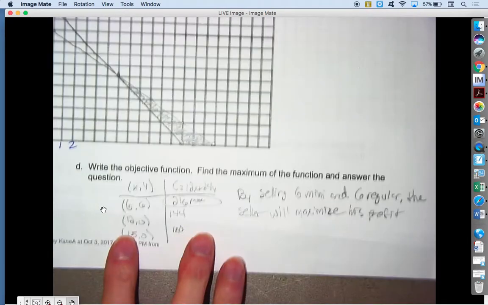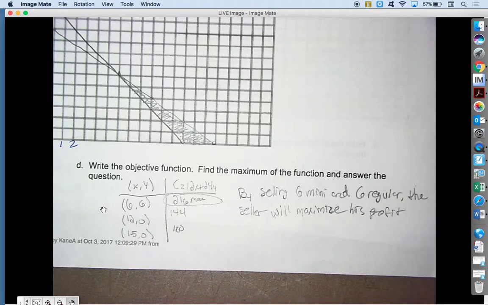As he said, he plugged in his ordered pairs. 6 mini, 6 regular is going to get you $216, which is the max profit you can make. Questions? Thank you, Dave.